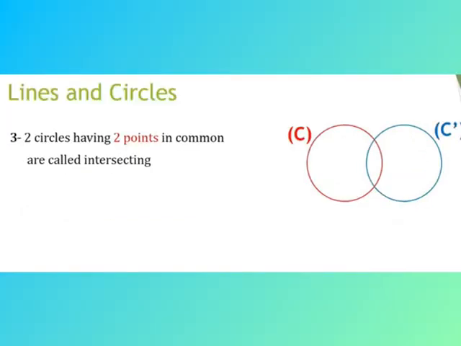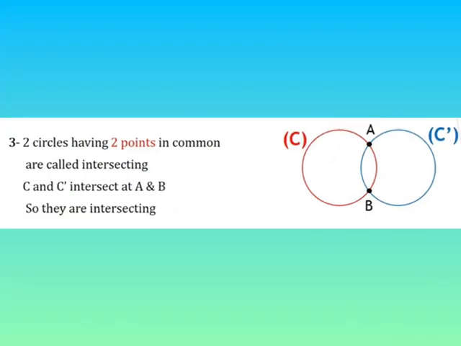Now we have two circles having 2 points in common, called intersecting. As you can see here in this figure, we have circle C and circle C prime. These two circles intersect at 2 points A and B. That's why we call them intersecting circles.